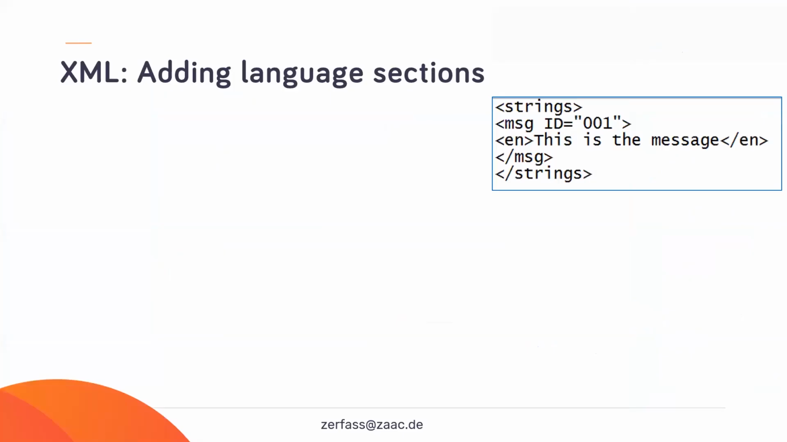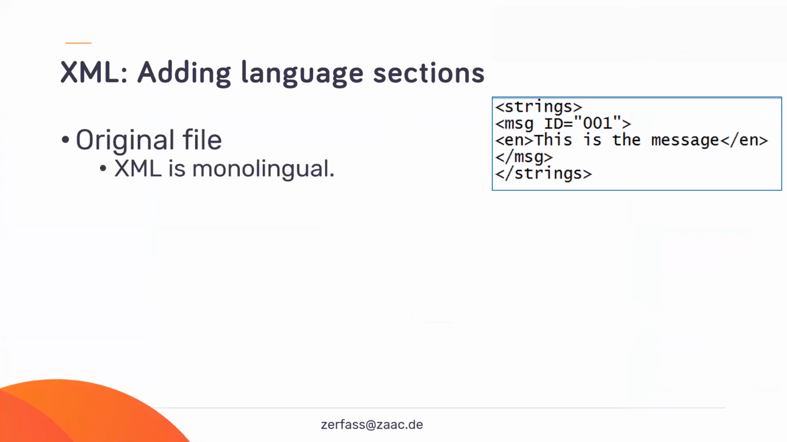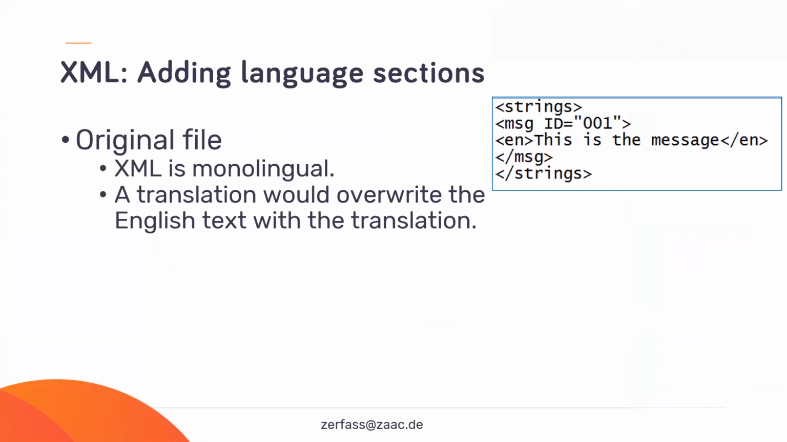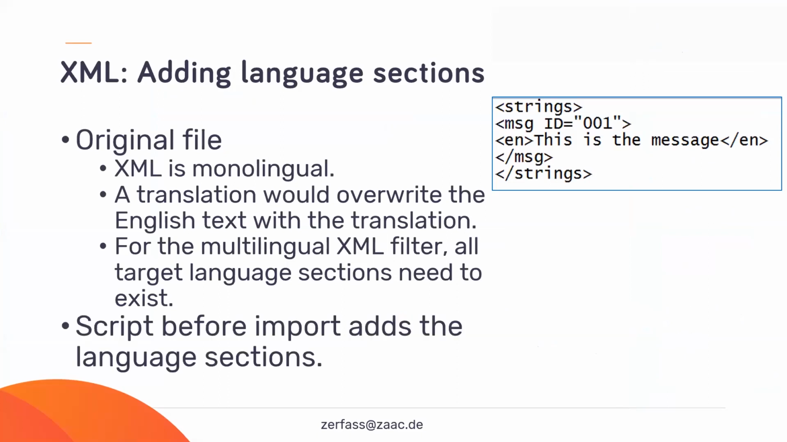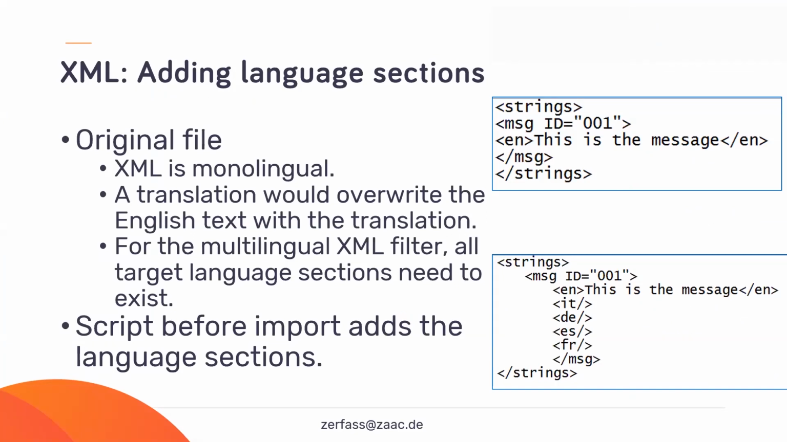Or here is an XML file that is supposed to be multilingual after translation. But if I translate the original file like this, it's monolingual, which means that the translation would overwrite the actual text that's there. To be a multilingual file, it needs to have all the target language sections already so that I can use the multilingual filter. And that's what the script does. Out of this file, it makes that one. It adds the language sections, so now I can use the multilingual import filter, and the file afterwards is then multilingual.